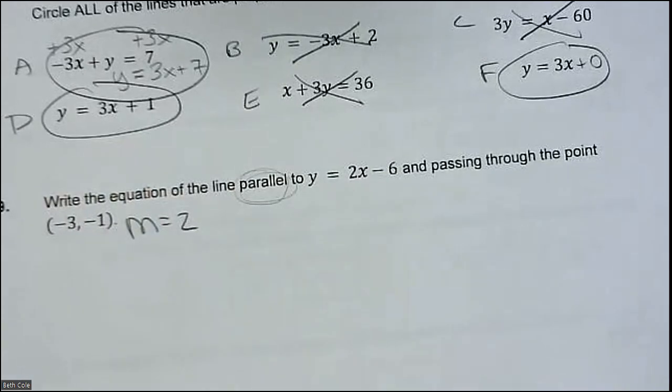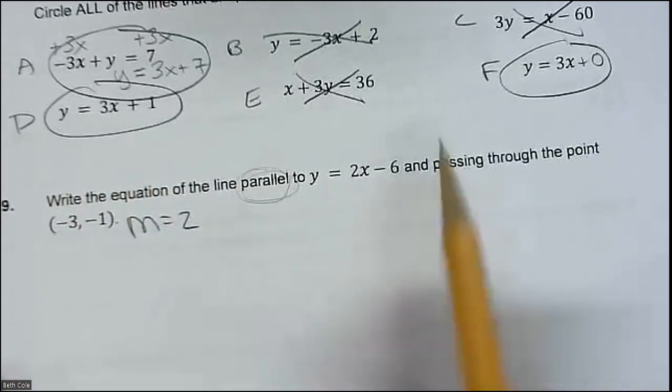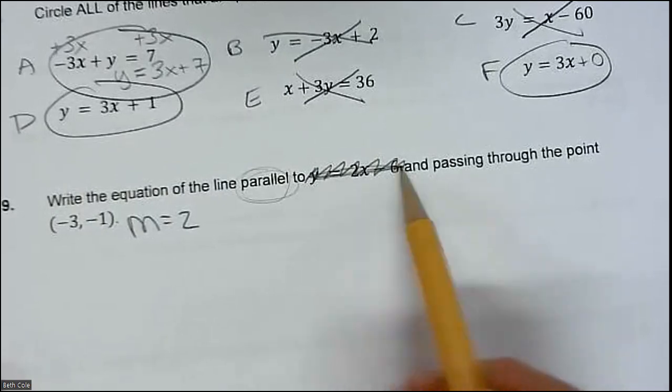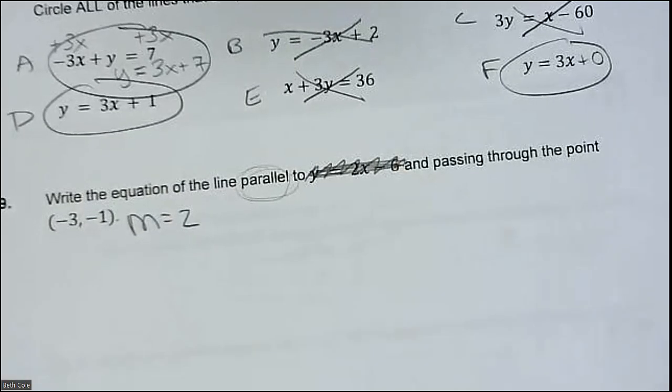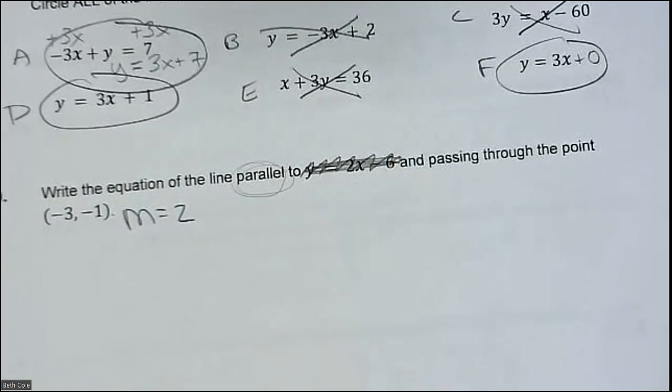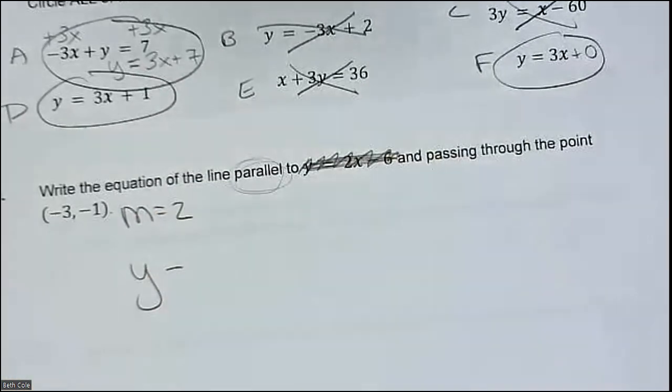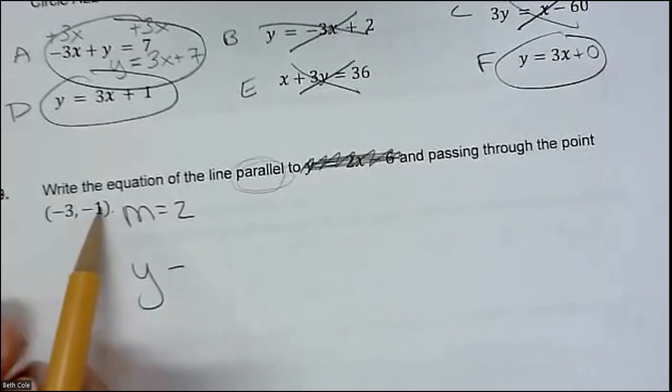And my suggestion is, once you decide that, scribble this out so that you're not tempted to go back and use any other part of that. Once you decide your slope is going to be 2, just cross that out. You have all the ingredients. You just need to put them in the right spot. Y minus which one of those numbers? Good. This is your y number.